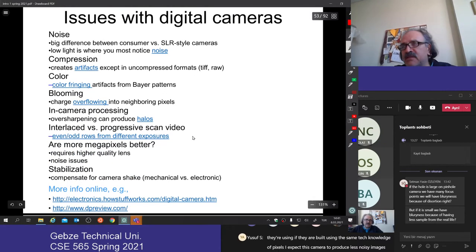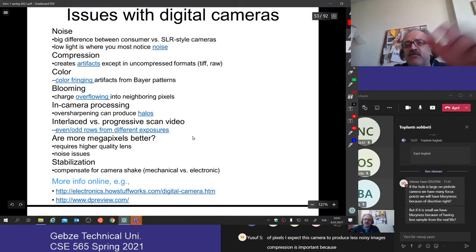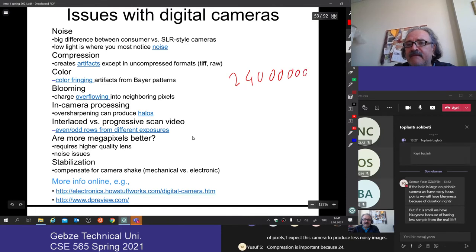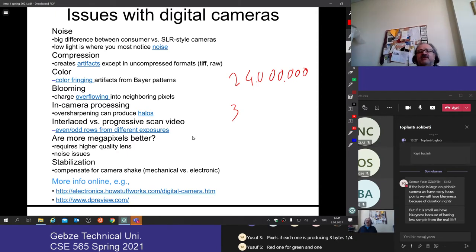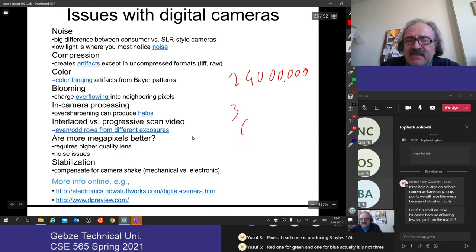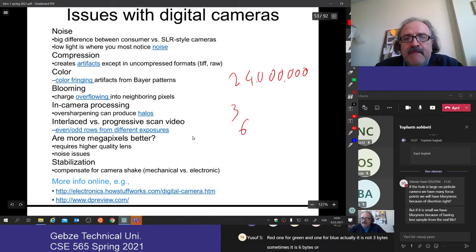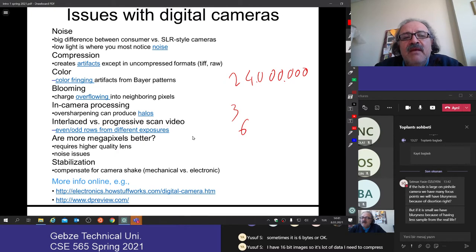Compression is important because there are 24 million pixels, and if each one is producing 3 bytes, one for red, one for green, and one for blue. Actually, it is not 3 bytes, sometimes it is 6 bytes. I have 16-bit images, so it's a lot of data. I need to compress this data, and usually they compress it using lossy compression.